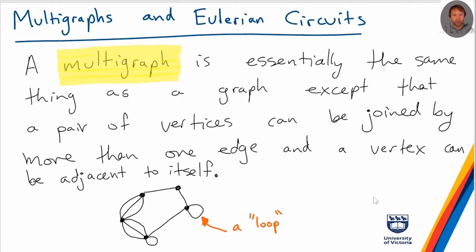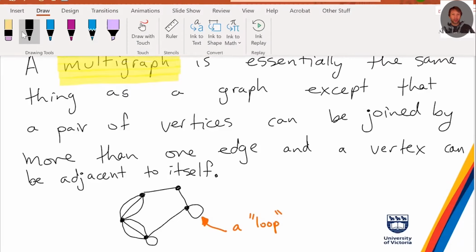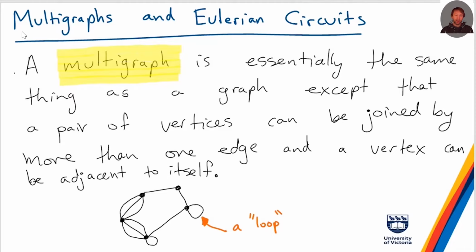So let's get into the actual topic of today. Another quick definition. When I say the word multigraph, basically, a multigraph is kind of the same thing as a graph. Remember, a graph is just vertices with edges between them, so dots and lines. The difference with a multigraph is that a pair of vertices can be joined by more than one edge. That's one difference. And the other difference is that I allow a vertex to be joined to itself.